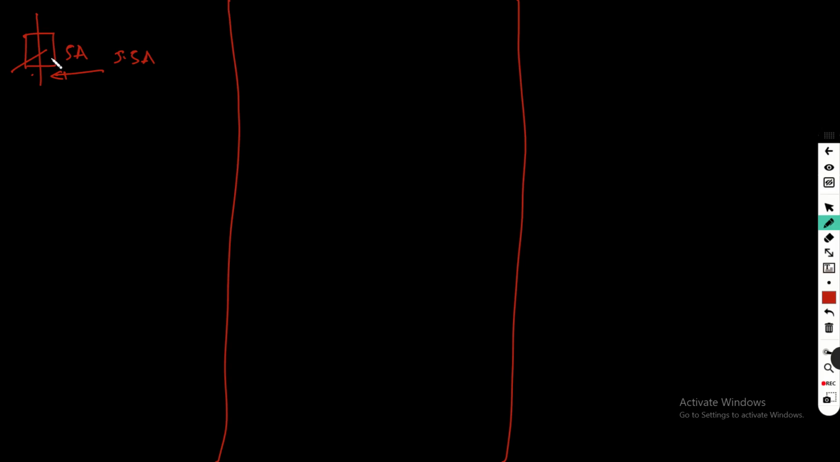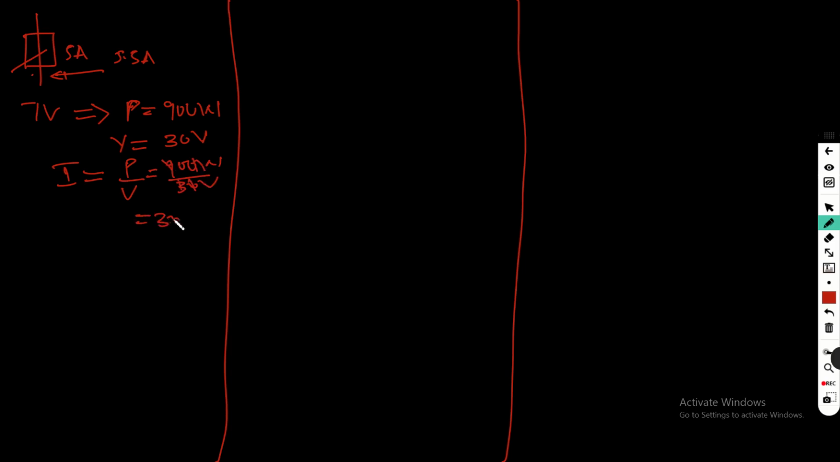Now, how do we calculate this? In order to know which fuse to use in any appliance, first you need to calculate the current passing through the appliance. For example, if you have a TV and the power of that TV is 900 watts, and the voltage is, let's say, 30 volts, you have to calculate the current passing through that TV. So current will be power over voltage, 900 watts over 30 volts. So you have 30 amperes. That will be the current flowing through the TV.